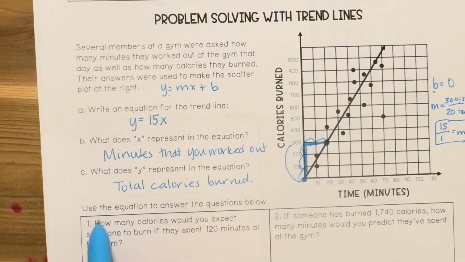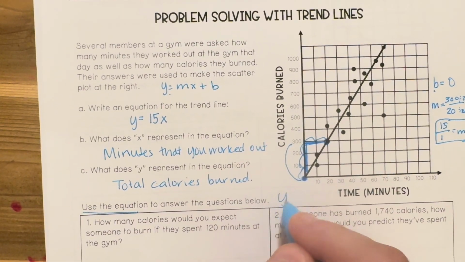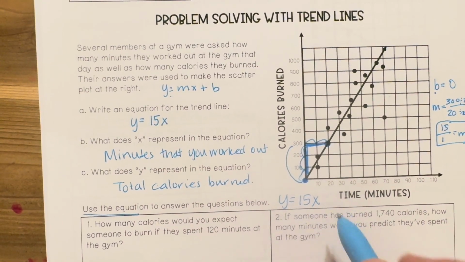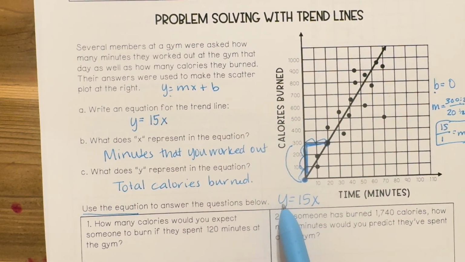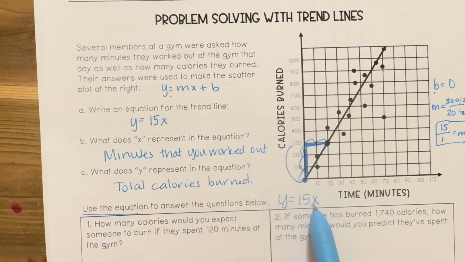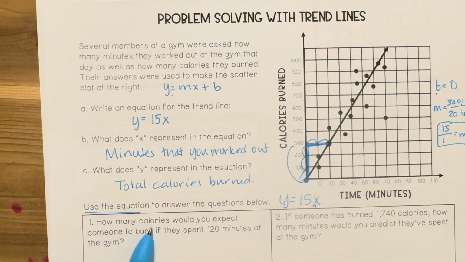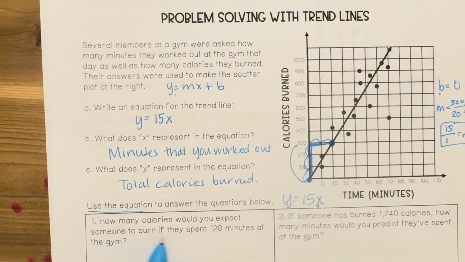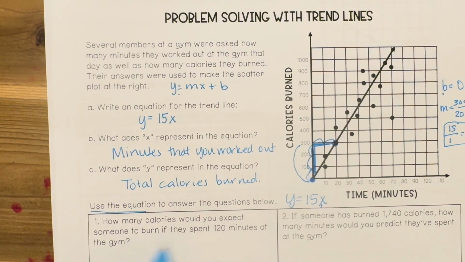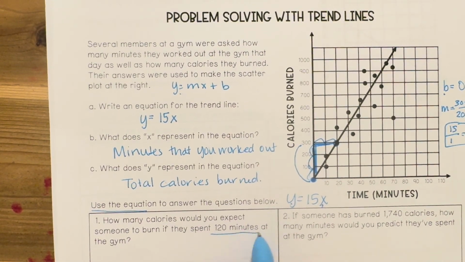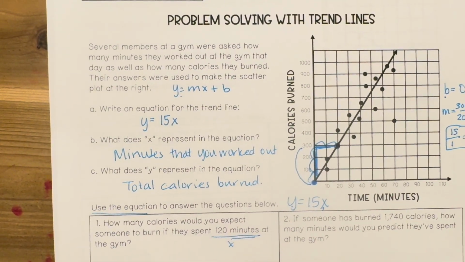So when it says use the equation, they're talking about y equals 15x. Remember, y is the total number of calories burned. X is the number of minutes that they exercised. Okay? All right, how many calories would you expect someone to burn if they spent 120 minutes at the gym? So we know 120 minutes. We know this is x, right?